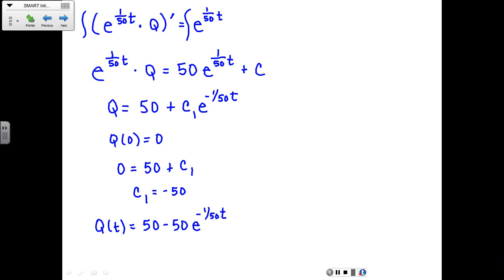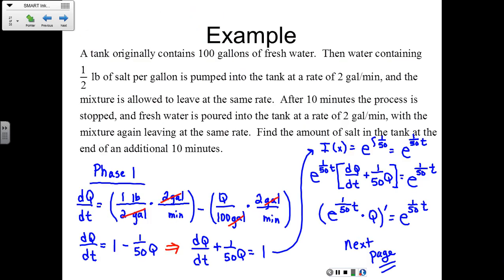Now here's a question. How long did we let that happen? Phase 1. How long did phase 1 take place? After 10 minutes, the process is stopped. So at the end of this 10 minutes, how much ever salt I've got will be the amount of salt present at the beginning of phase 2. Does that make sense? It's going to be your initial value for the phase 2 problem.